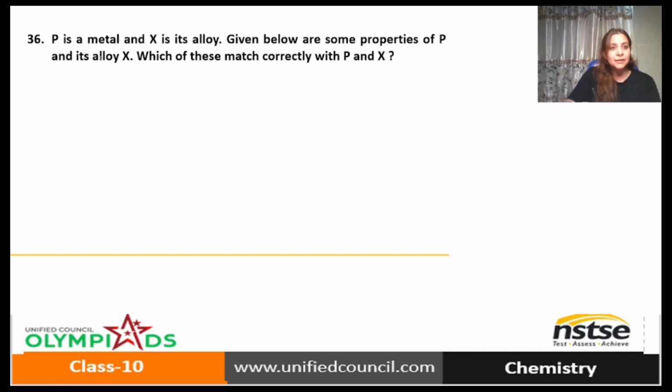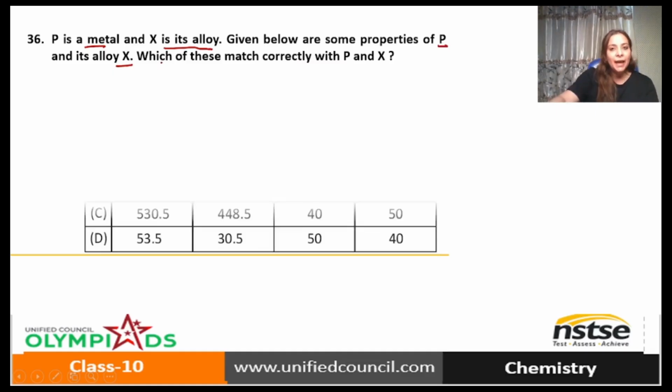Now the question is, P is a metal and X is its alloy. Given below are some properties of P and its alloy X. So which of these match correctly with P and X?